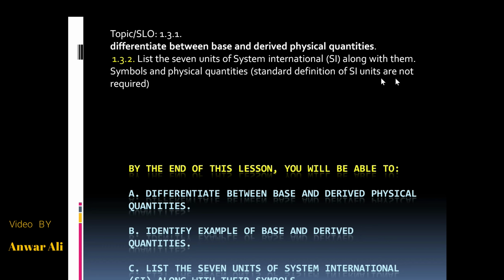Standard definitions of SI units are not required for the Khan University Examination Board syllabus and for the assessment. By the end of this lesson you will be able to differentiate between base and derived physical quantities, identify examples of base and derived quantities, and list the 7 units of System International (SI) along with their symbols.